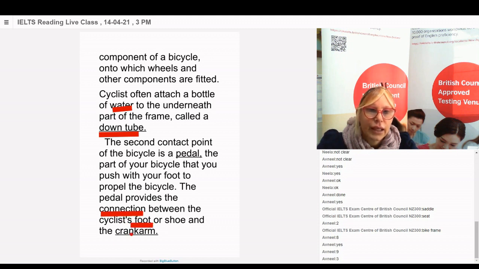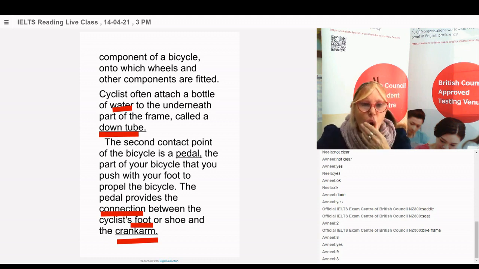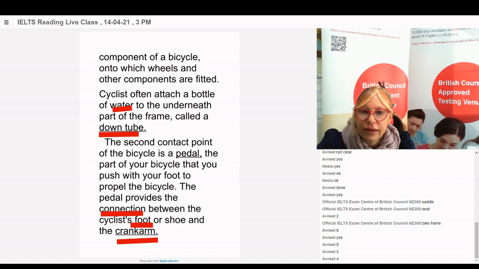Can you see, very close to the pedal, there is another arrow pointing to what they're talking about, the crank arm? Can you see which number that is on your diagram? Yes, that's it. Number 4. Well done.